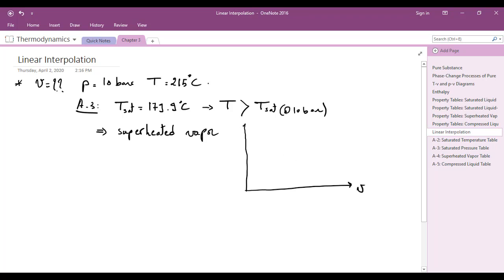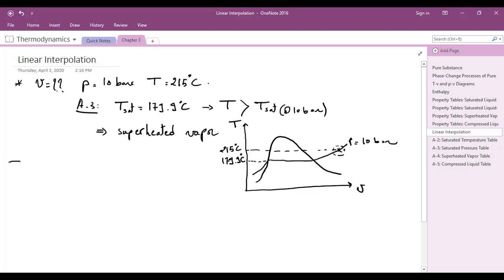This is a PV diagram to locate the state. This is the pressure of 10 bar and the saturation temperature is 179.9 degrees Celsius, and we have a temperature higher than the saturation temperature, 215 degrees Celsius. So we can locate the state in the superheated region.